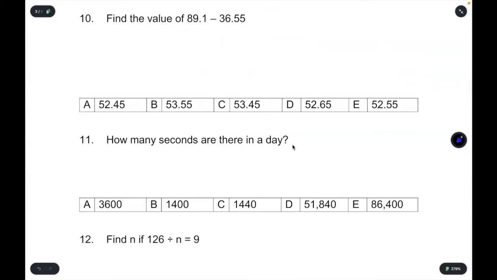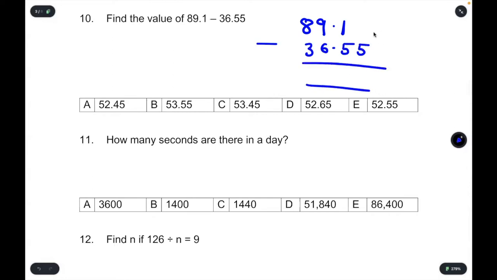Question 10, find the value of 89.1, take away 36.55. Now in terms of place value, you'll notice that there's a number missing here. That is just going to be a zero because we've got 0 hundredths there, so we can fill in the zero. Now let's do the subtraction.